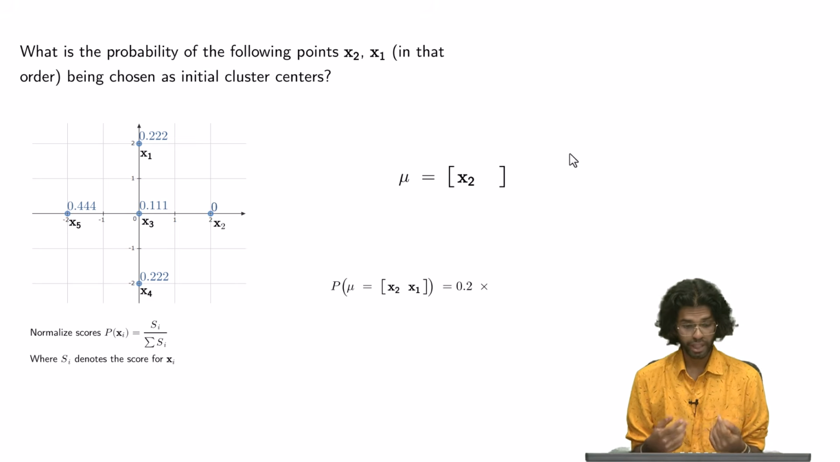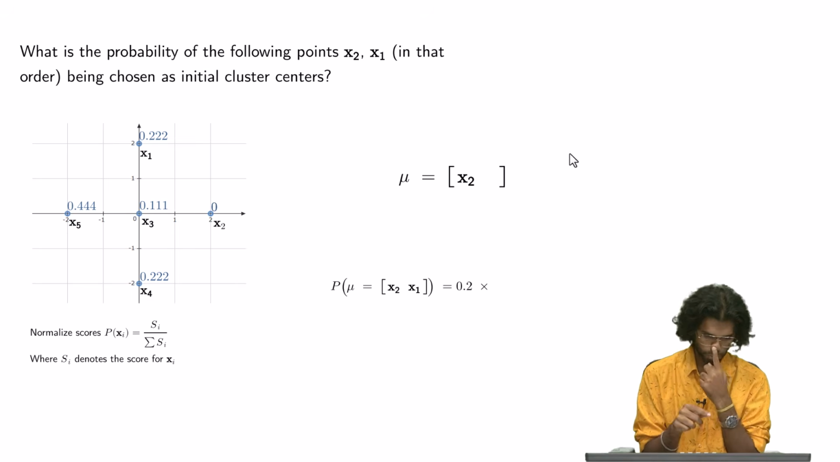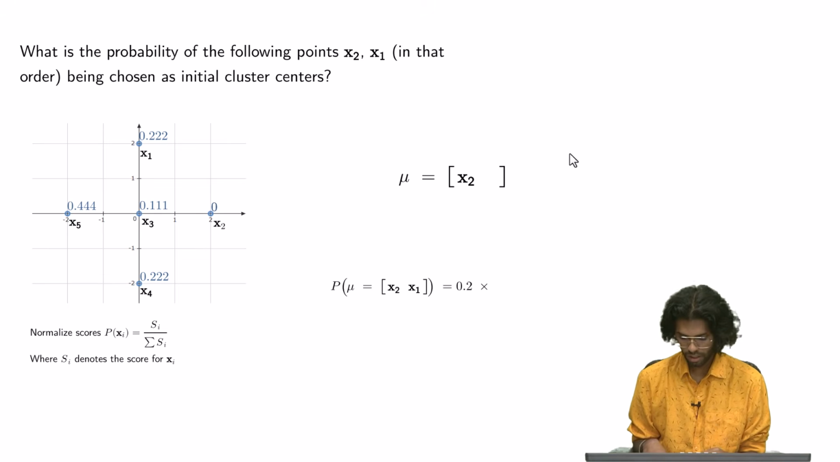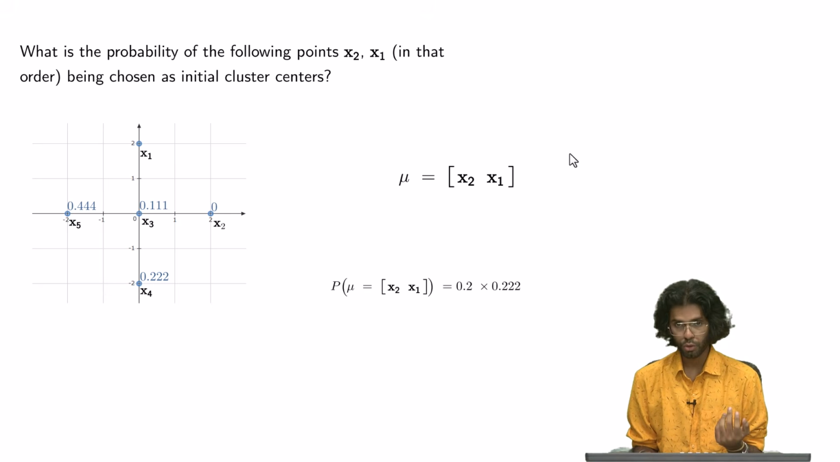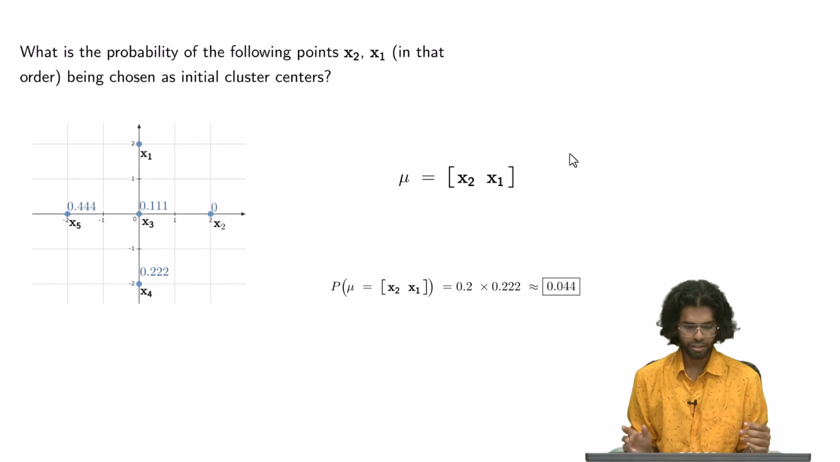Now I want to choose x1 after x2. I see that the probability of choosing x1 after choosing x2 is 0.22. Therefore, I battle with a 0.22 probability to choose x1. I have x1 in my collection, and because k is equal to 2, our algorithm is done, and our answer evaluates to 0.044.